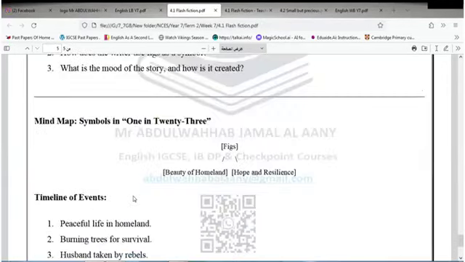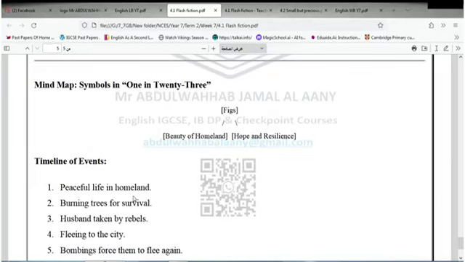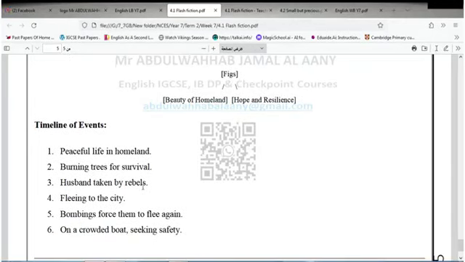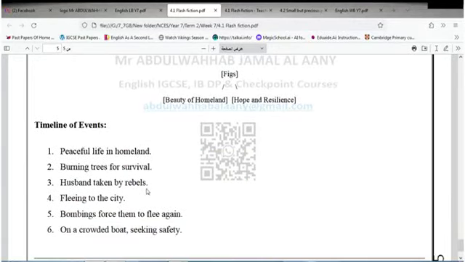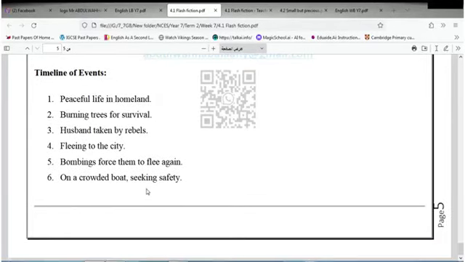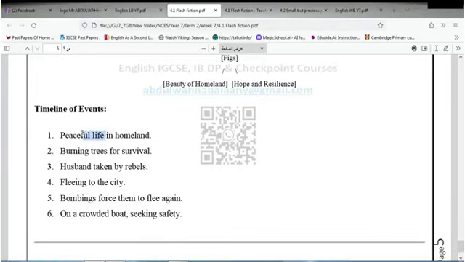Okay, the story for sure is talking about the refuge, the war, okay, and surviving, searching for a new life. It started with peaceful life in the homeland, and then winter came. They have nothing, so they started to burn the trees for survival. After that, the husband was taken by rebels, they fled to the city. Bombs forced them to flee again, and on a crowded boat they sought safety.